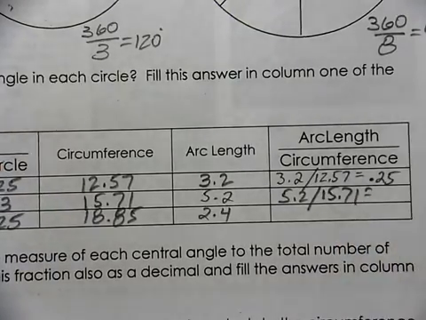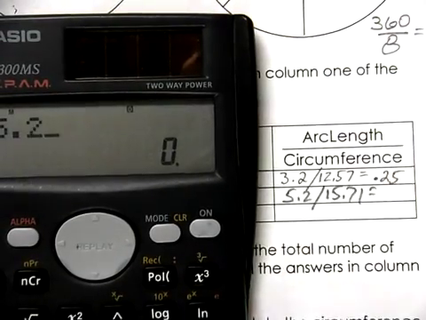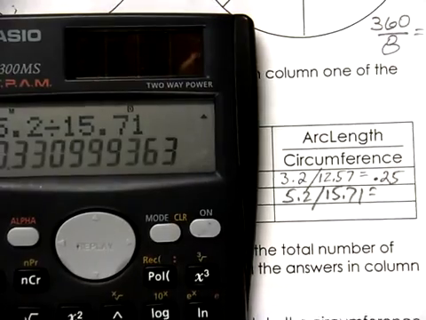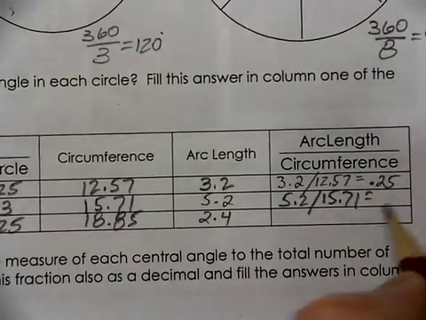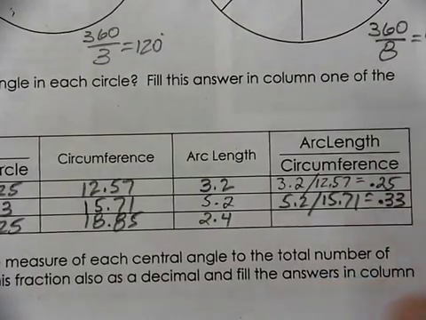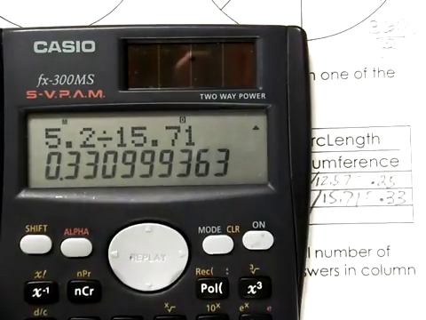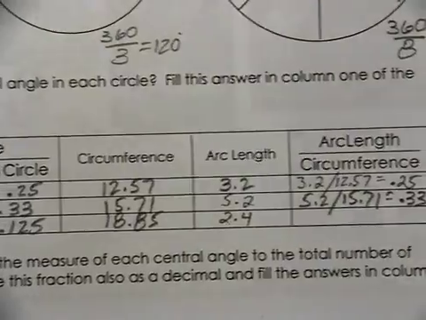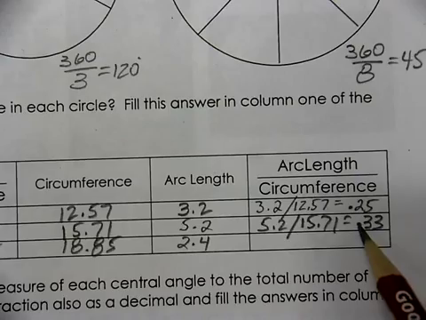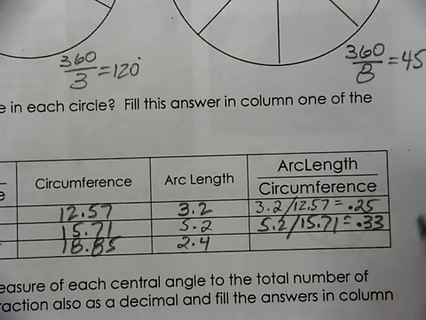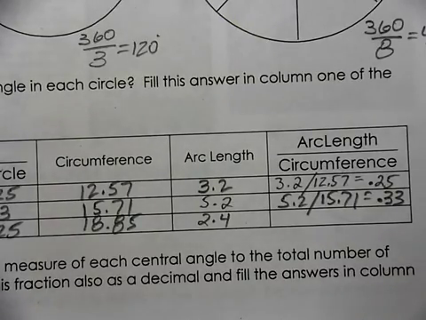So next we're going to take the arc length, which is 5.2, and divide that by 15.71, and we see that that's 0.33. Again, that's exactly the same value. This one isn't a repeating decimal that goes on forever, like 1/3 would be. 1/3 would be 0.33333. We actually got 0.3309. It's not exact, but it is extremely close. The best we can do is just trying to measure.